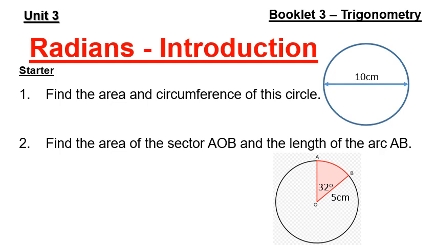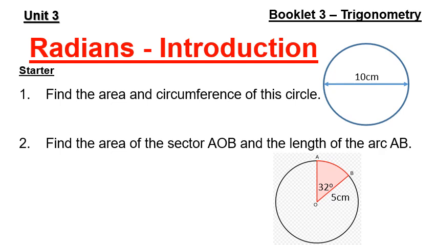Hi everyone, so this PowerPoint is to introduce to you the idea of using radians as an alternative measure for an angle. But to start off with, just a recap from way back when we did GCSE, can you find the area and circumference of the circle with a diameter of 10? And then in the second question, I want to find the area of the sector AOB and the length of the arc from A to B. So pause the PowerPoint now and have a go at those two, and then on the next slide I'll go through the answers.